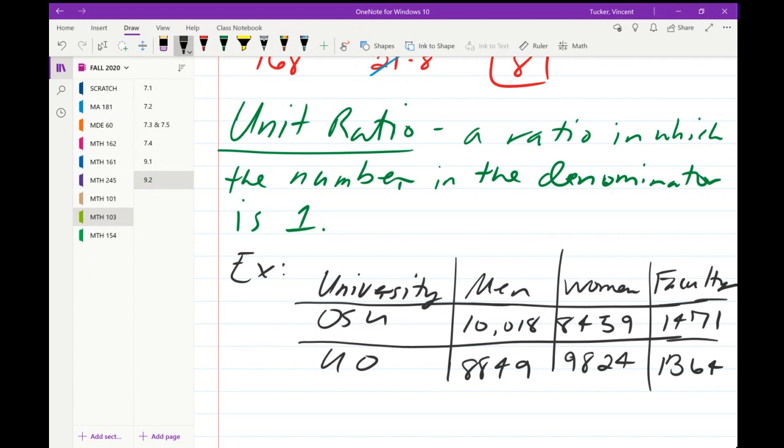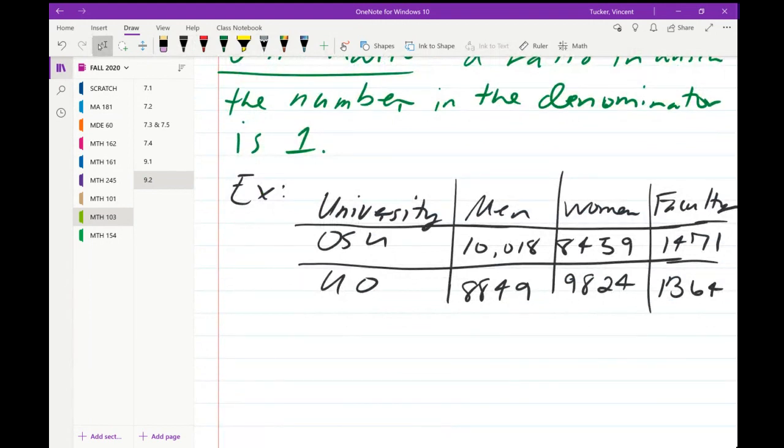So starting off with this next example to give us a little bit of a chart, we have two universities that we are discussing. We have Oregon State University and then the University of Oregon. The number of men in each: 10,018 and 8,849. Number of women: 8,459 and 9,824. Then faculty: 1,471 and 1,364.